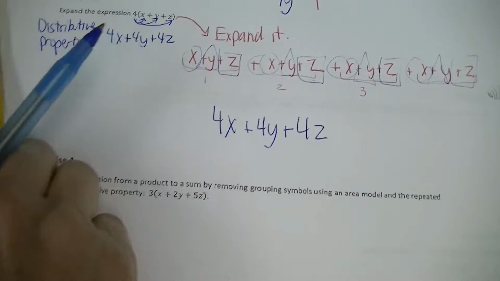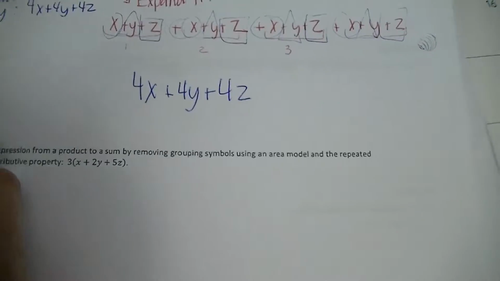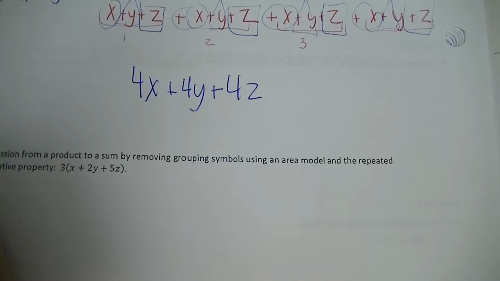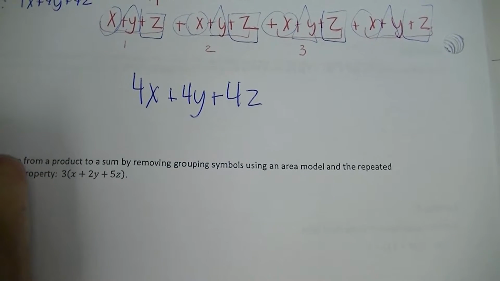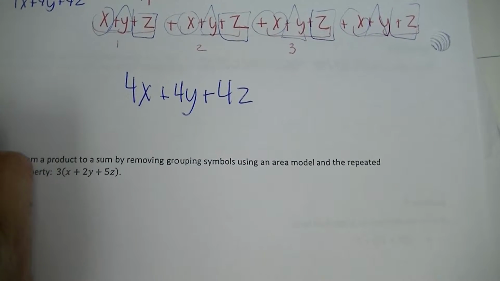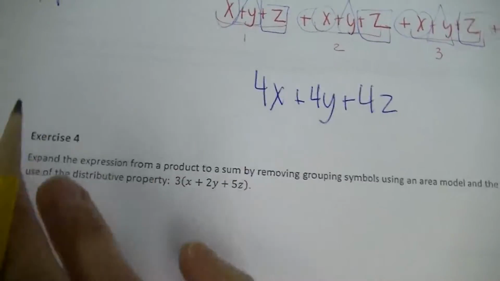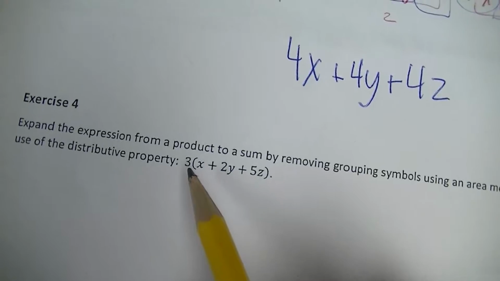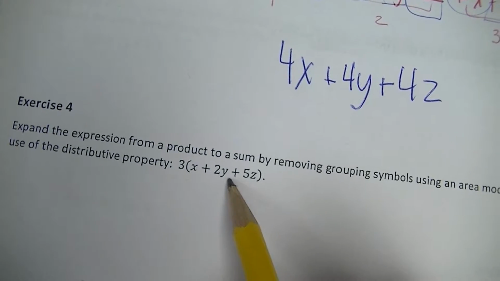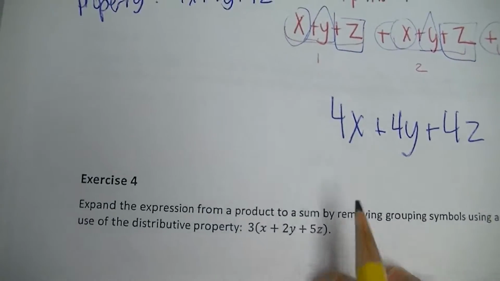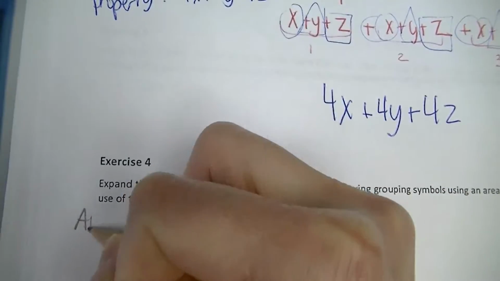All right, number 4. Expand the expression from a product to a sum by removing grouping symbols using an area model and the repeated use of the distributive property. Okay, that sounds like a mouthful. So here's what I want you to do. We have 3 times the quantity of x plus 2y plus 5z. So I'm going to start off with the area model.